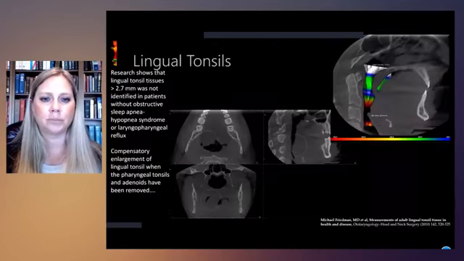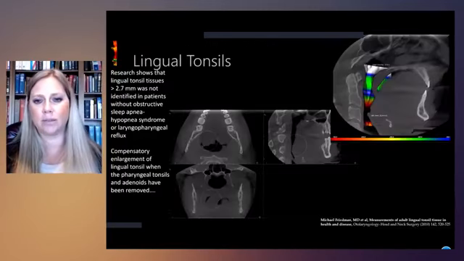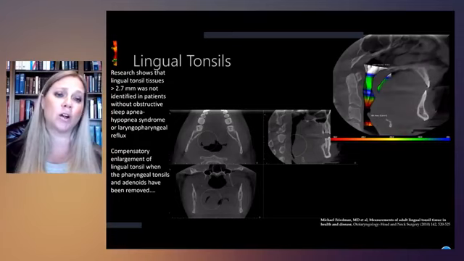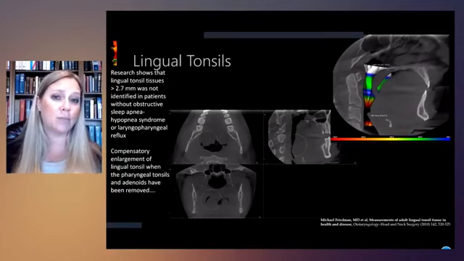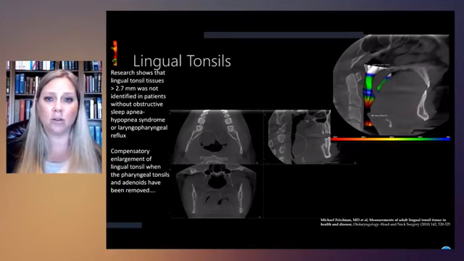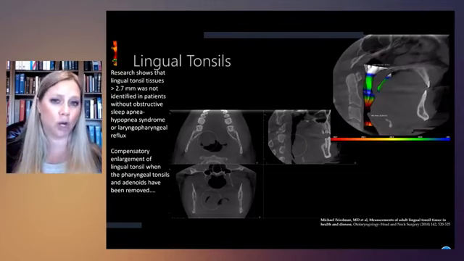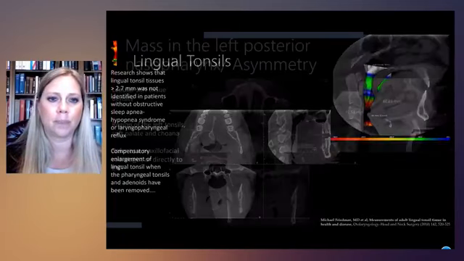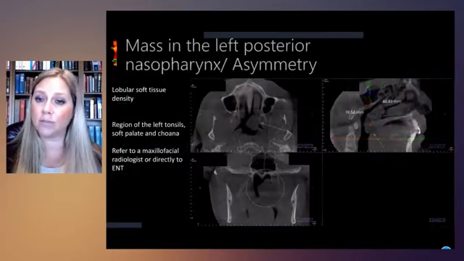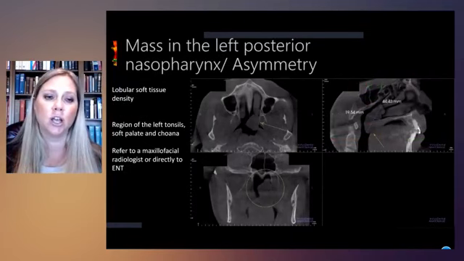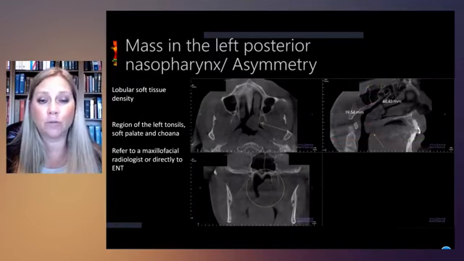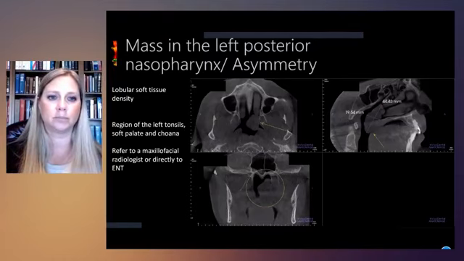We can see, of course, enlarged adenoids and palatine tonsils, just as I show you, but we can also see enlarged lingual tonsils. And if a patient has had their adenoids and palatine tonsils removed, we might see a compensatory enlargement of the lingual tonsils. And so that is something to watch out for. And occasionally, again, we can see a soft tissue mass back in this region, which will require a referral to ENT and additional imaging as well.